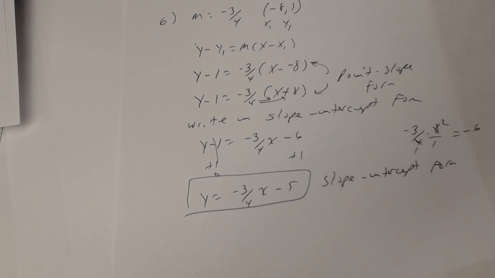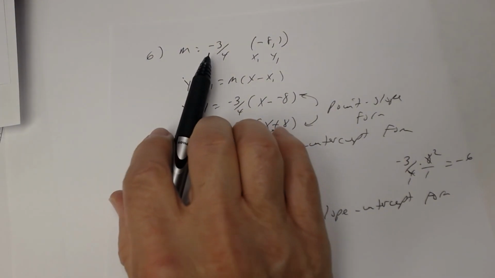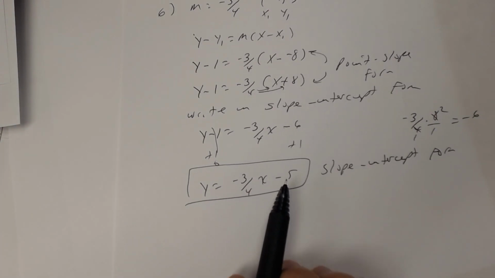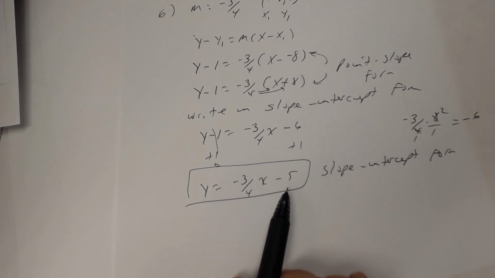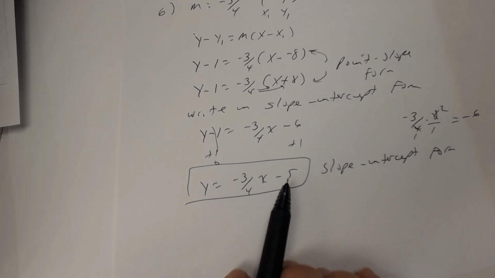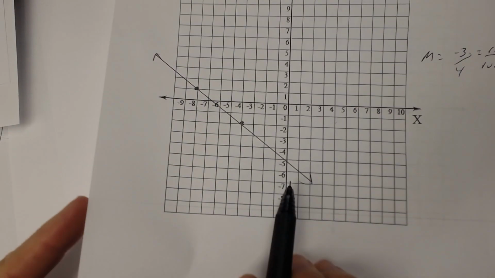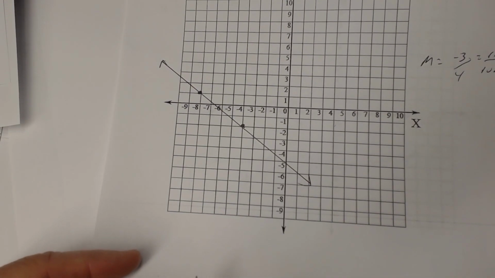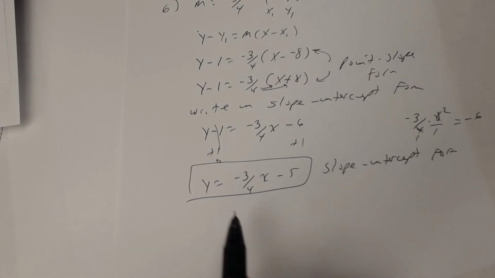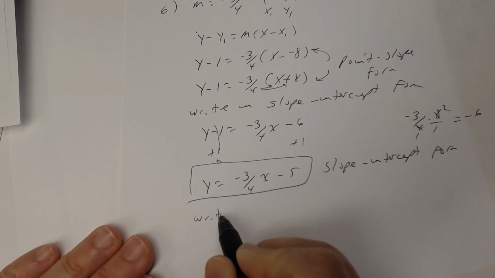All right, and so if you go back and look at the graph, see the slope is negative 3/4. That's what it should be. And see this negative 5. That means that the graph would cross the y-axis, because that's your y-intercept at negative 5, and look, it does. Okay? All right. Now, we've got to write this in standard form.